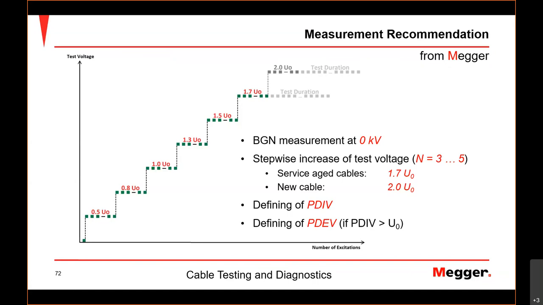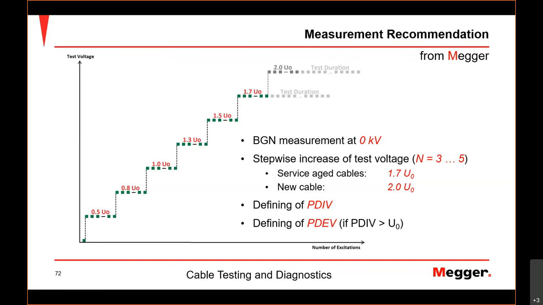That should be your preferred situation. You do at 0, you do at 1, you do at 1.7, and you see no partial discharge. Save all these three values, 0, 1, and 1.7, and you're done. Your report will be very short. And that's the situation that you should have.